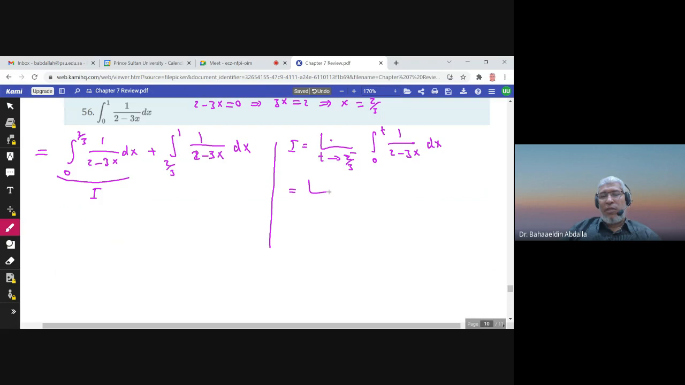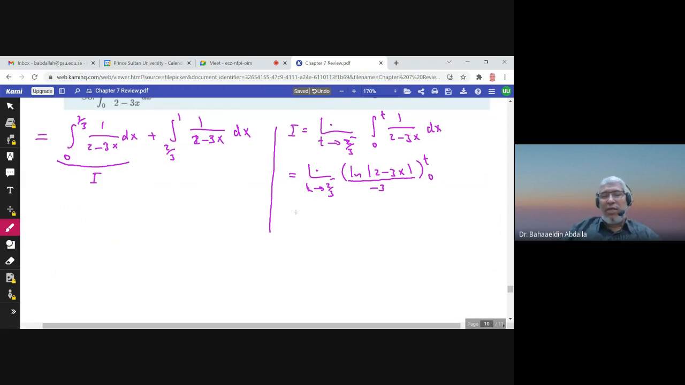Now, this is the limit. Now, the integral is ln absolute value of 2 minus 3x over negative 3 from 0 to t. So I can take negative 1 over 3 out. And let me replace x by t. And now when I replace x by 0, I have ln 2.